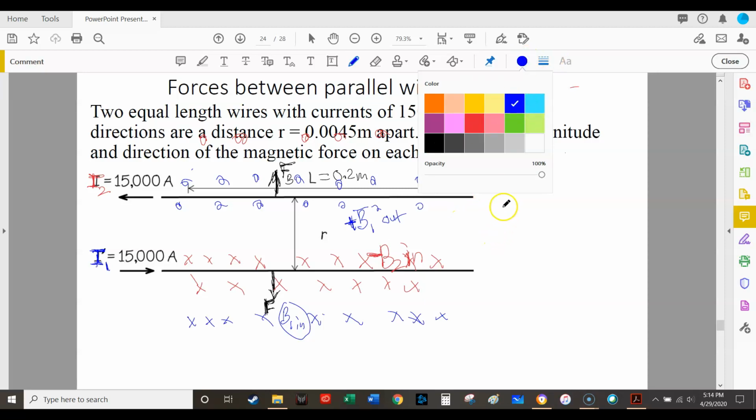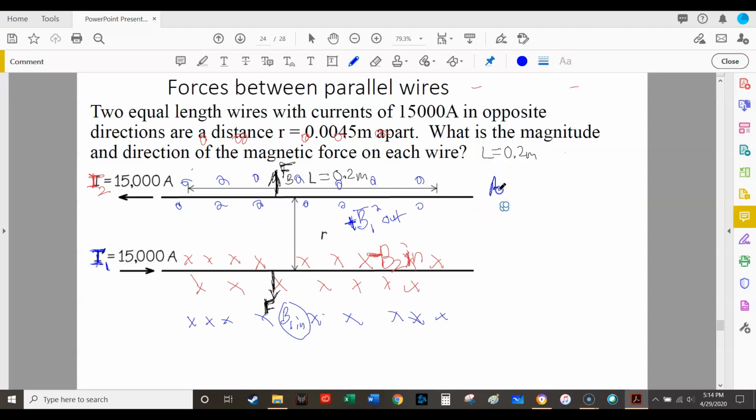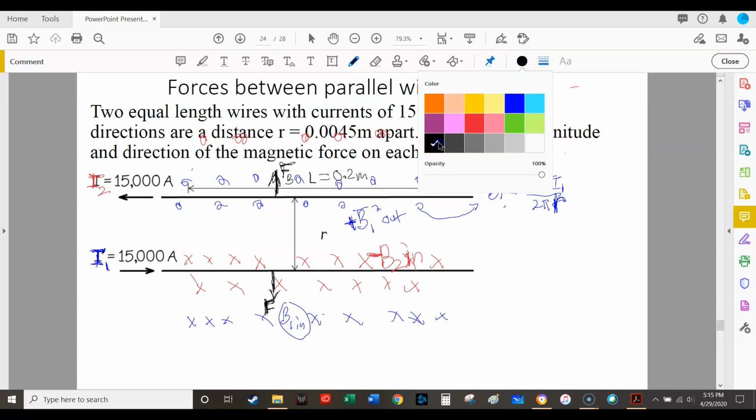So wire number 1's magnetic field around wire number 2 is equal to mu naught times wire 1's current. This magnetic field is what we're figuring out. The magnetic field there is going to be equal to mu naught I over 2 pi r, where they are distance r apart. Okay.